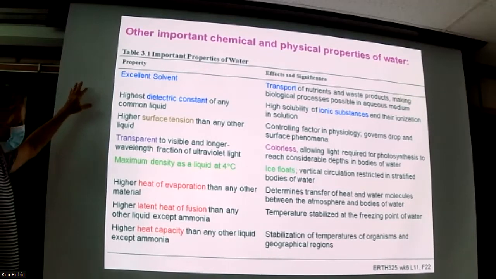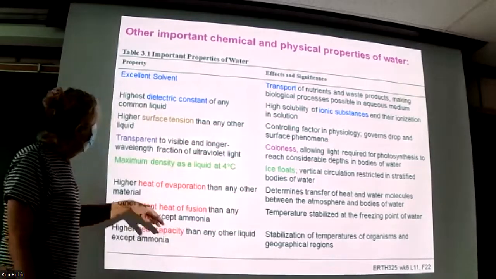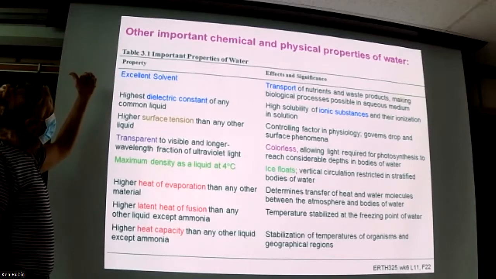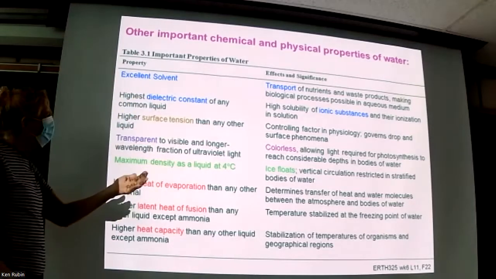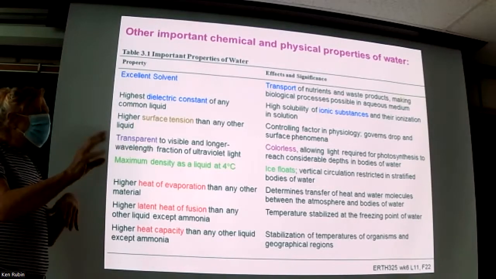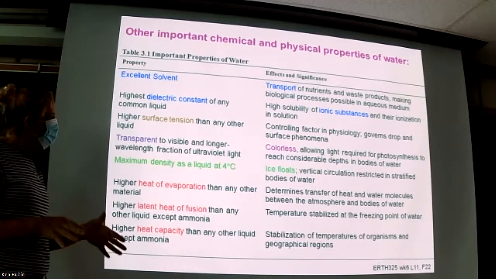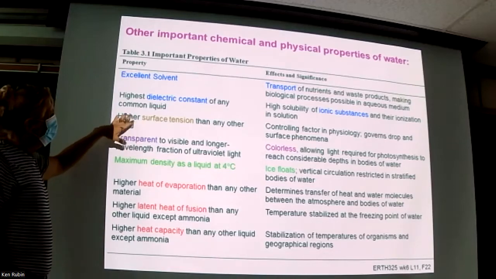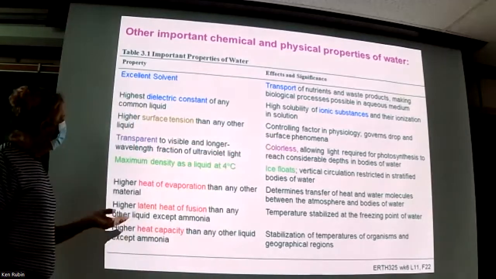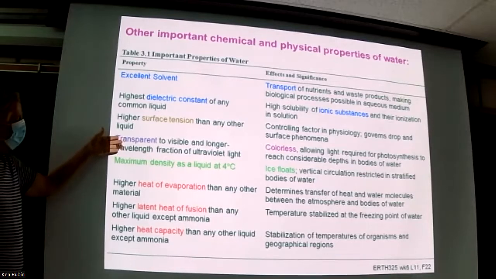So here's some other properties of water. These are the properties, and these are the effects. And again, I'm not going to read through the whole thing, but stuff like it's a good solvent. It's got a high dielectric constant, which is good for dissolving ionic solutes. It's got strong, high surface tension, which goes into how it forms droplets and flows and migrates through the ground and groundwater. And so it's an important factor. It also plays a role in physiology and biological systems. It can transmit light, obviously important for supporting photosynthesis.